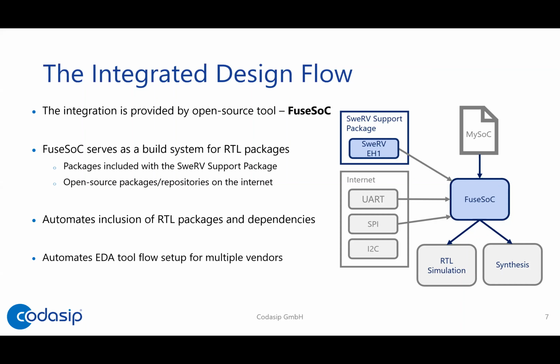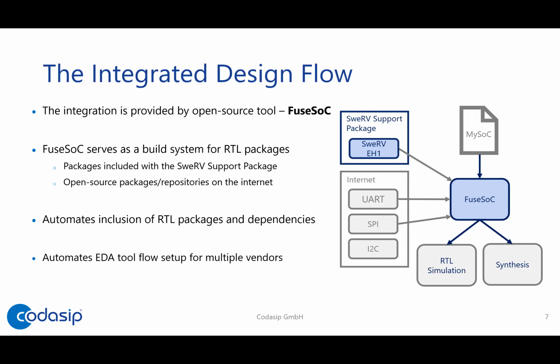FuSoc has several functions. It understands components of RTL design, for example cores and peripherals, as packages. It allows a user to specify their own RTL project as a FuSoc package. It understands that each package can have dependencies on other RTL packages and automates the inclusion of these dependencies for you at build time. These packages can either be distributed with a support package or they are provided via open source repositories on the internet.